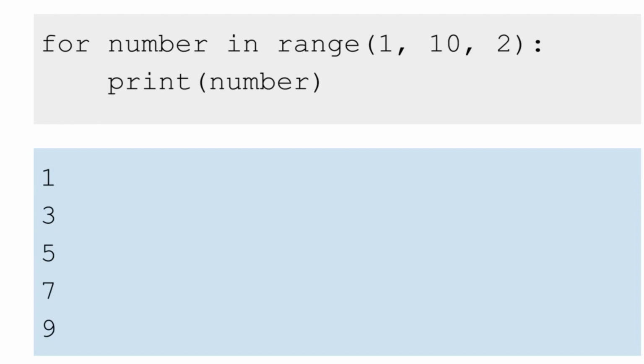Here's how we can generate a list that includes all of the odd numbers from 1 to 10. First, we pass in a start of 1 to range, and then we specify 10 as the stop, and finally we specify 2 as the step.